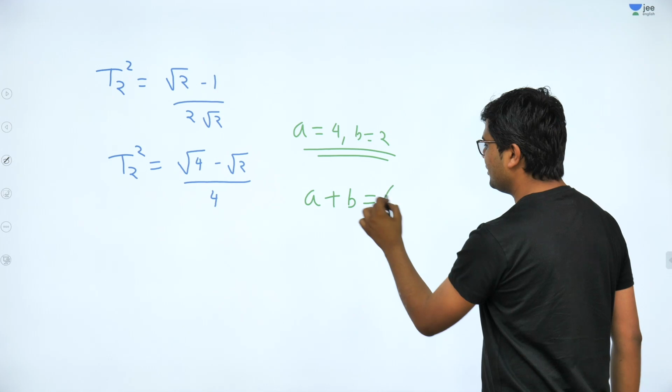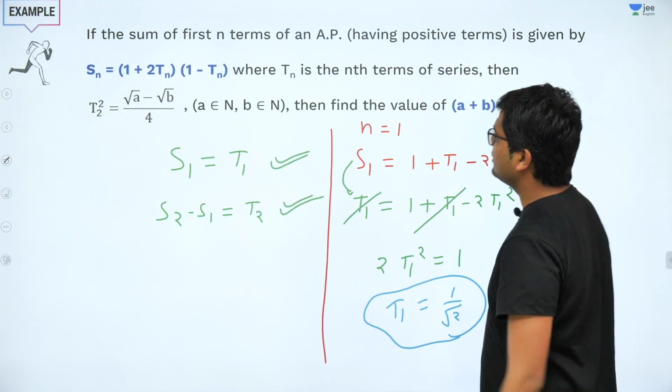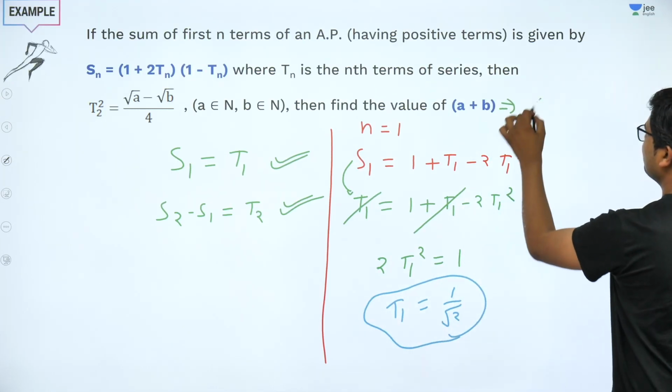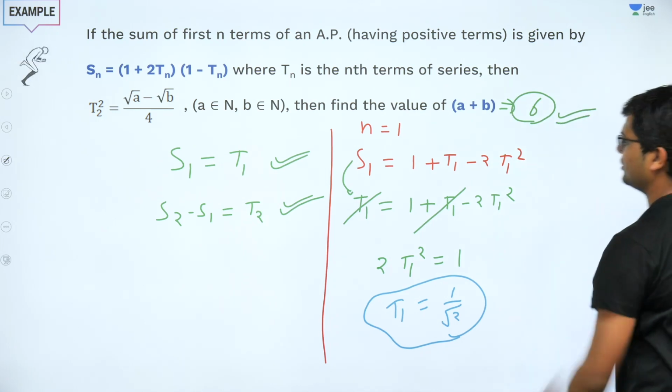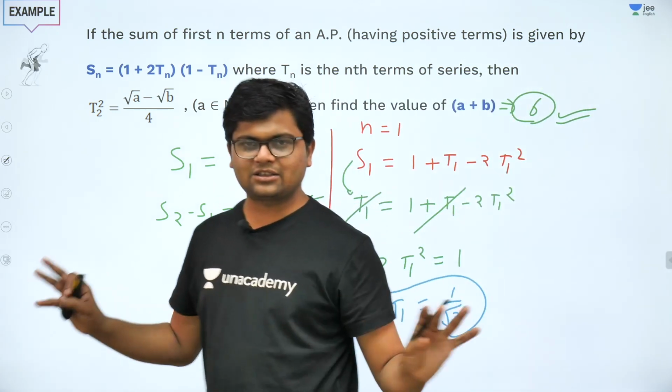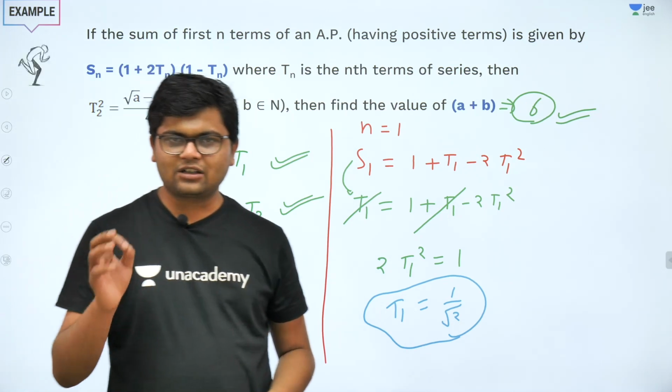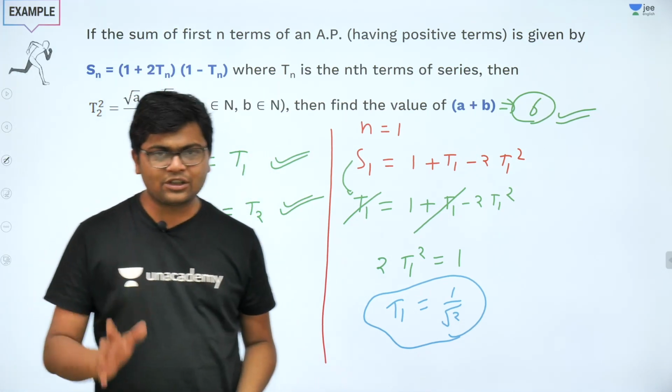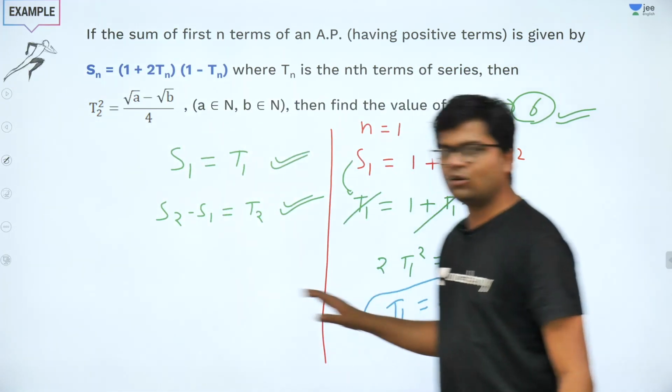A plus B will be equal to 6. Therefore, the answer will come out to be 6. Very wonderful question. Amazing question. I think everybody must have understood what I have said to you, what theories are to be used, and how to implement that.